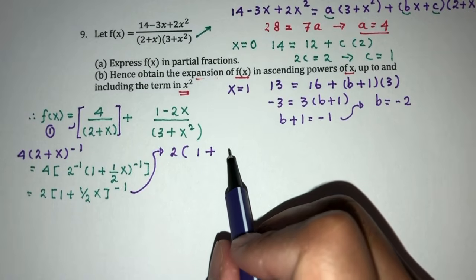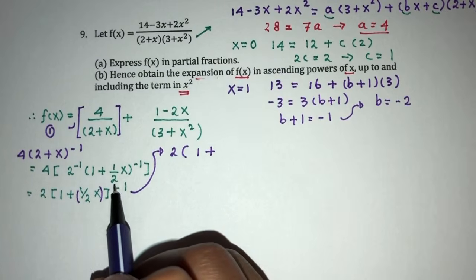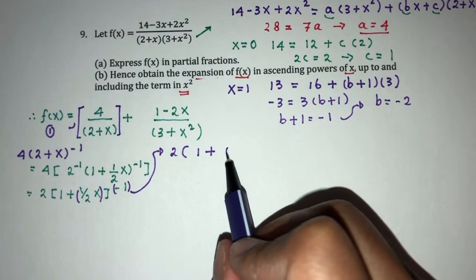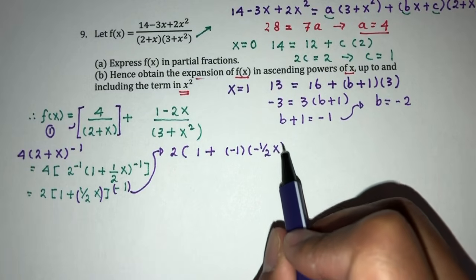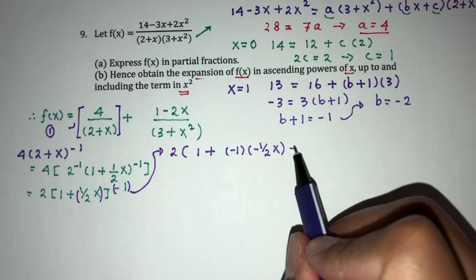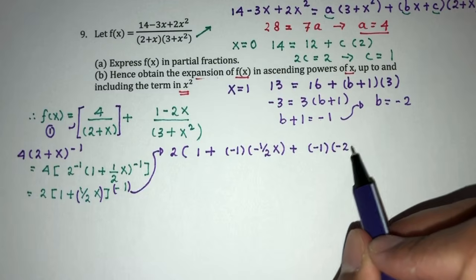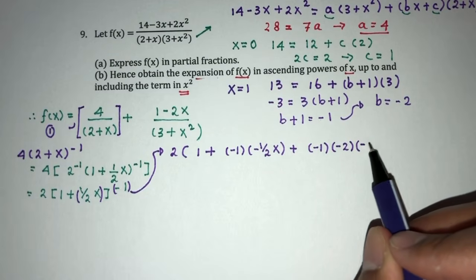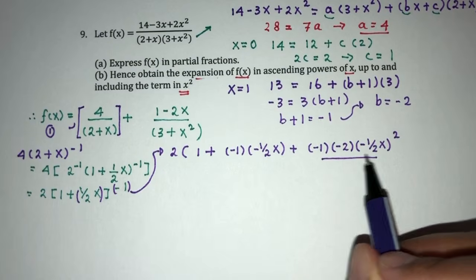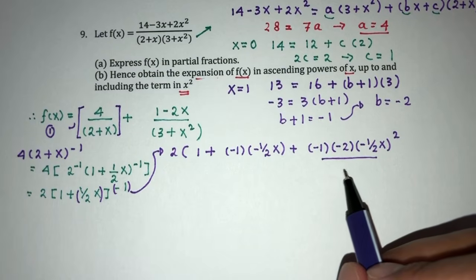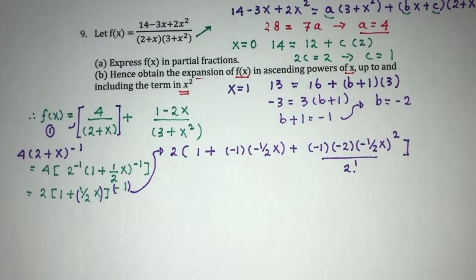Then we have n. So this will be your new x in the equation, and that will be your n. N will be minus 1, and x will be minus half x. Right. And then plus, we have minus 1. We have to minus 1 again, that will be minus 2, and that will be minus half x squared over the value of 2 factorial. So we can stop right here because we don't need more than this.